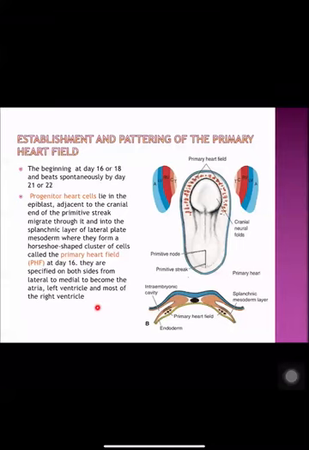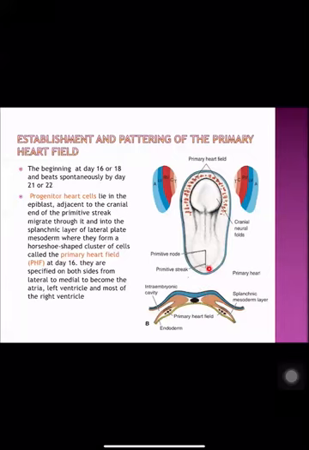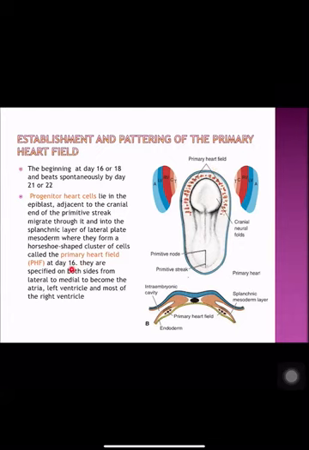Now, as we know, for the formation of any organ, we need a primary cell. Here we have what is called the progenitor heart cells. Actually, these are present in the epiblast, about in this region, that will be the caudal end of the primitive streak. Now, these cells will start to migrate gradually toward the splanchnic layer of the lateral plate mesoderm. So here it will form a horseshoe-shaped crest of these cells that is called the primary heart field. This occurs at about day 16.